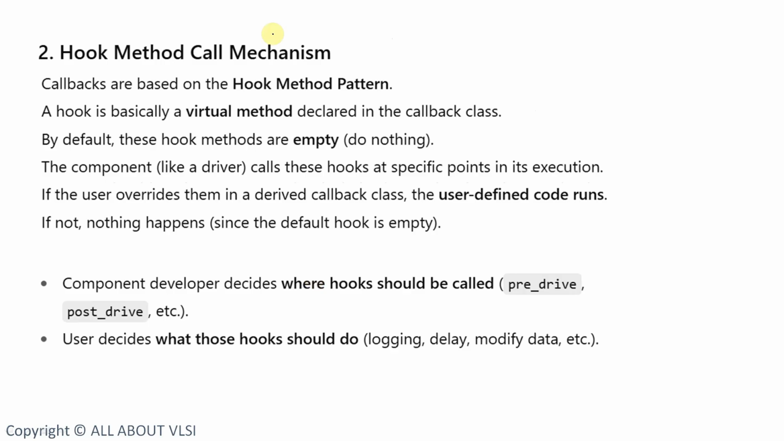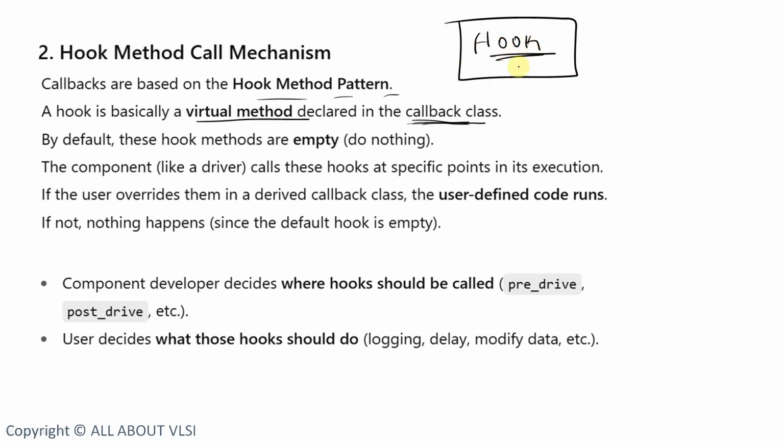Next, the hook method call mechanism. Callbacks are based on the hook method pattern. A hook is basically a virtual method declared in the callback class. So here we will use this particular term, hook. A hook is nothing but a virtual method which is declared in the callback class. By default, these hook methods are empty and do nothing.